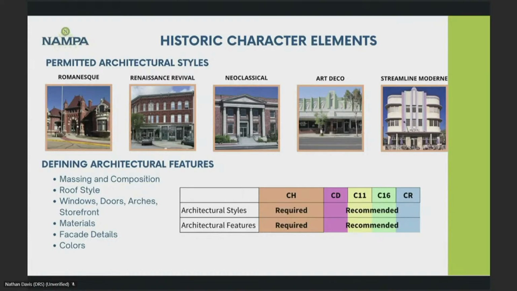Okay, so we have a question. Yes, please. Thank you, Mayor. Can you remind me why Lloyd Square did not make it into that historical district?